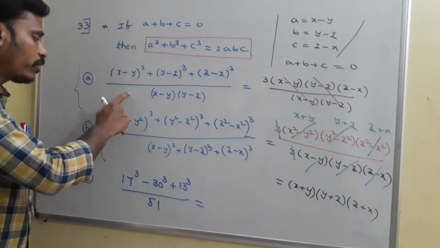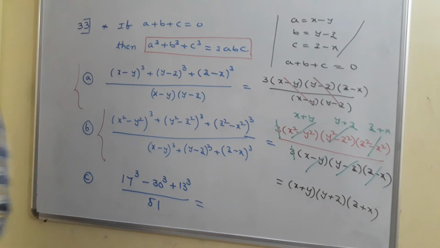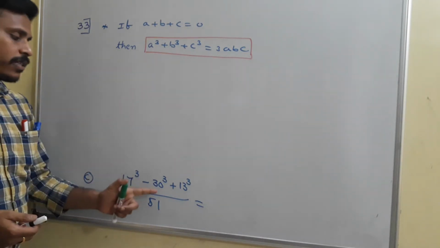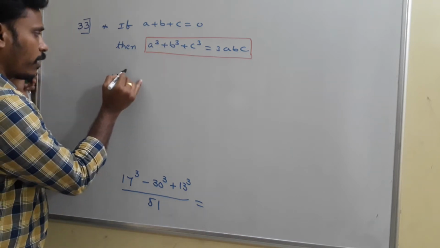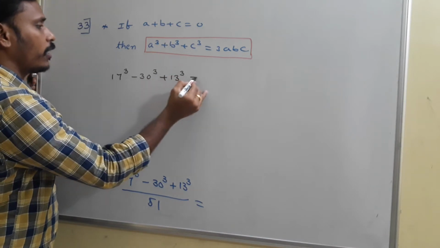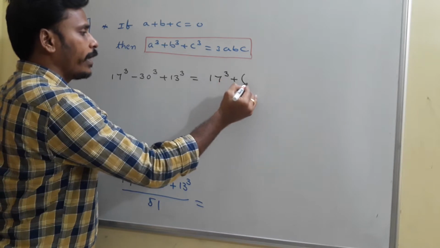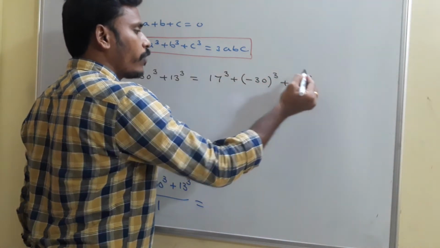Okay, just think about a and b, and then I will erase it and then I will discuss c because of the space. Okay, just think about a and b. See, for c it is 17 cube minus 30 cube plus 13 cube. You just start with that. I will rewrite it like this: 17 cube plus of minus 30 cube plus 13 cube. Nothing is wrong here. Why?